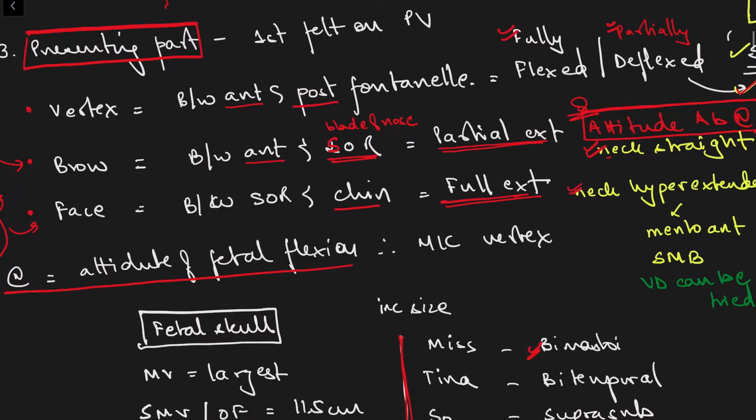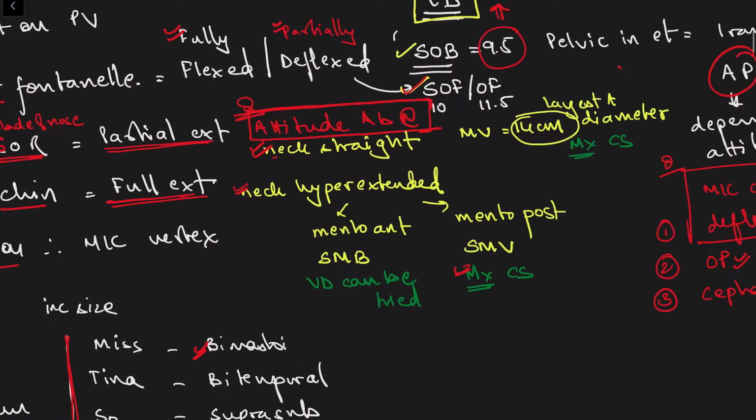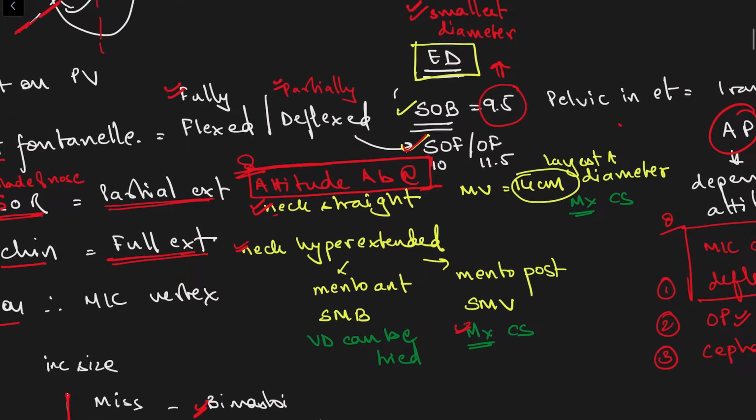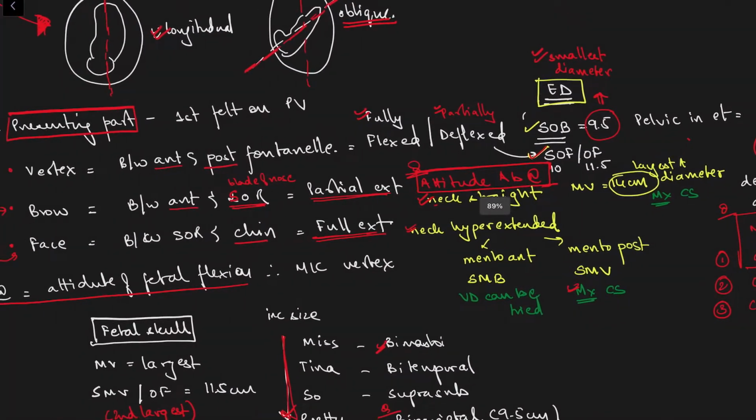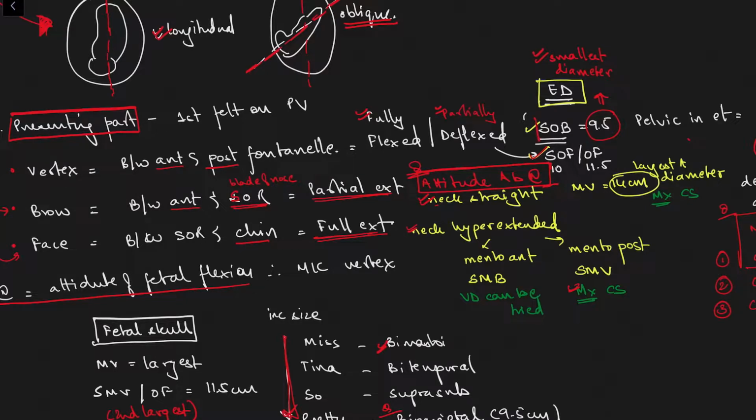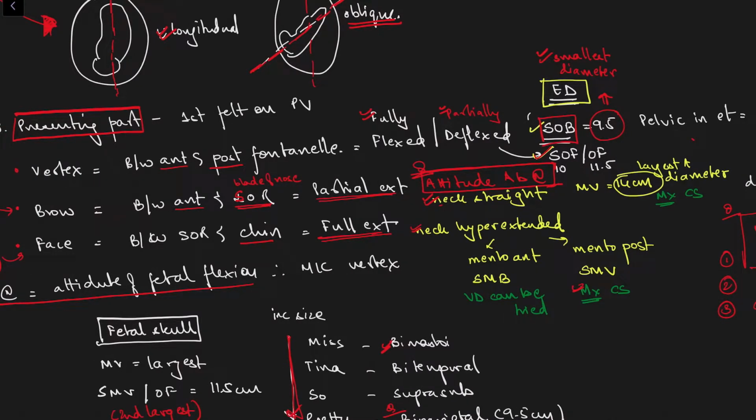Okay, now talking about the engaging diameter. In vertex position, the engaging diameter will be suboccipitobregmatic if the baby is fully flexed, which is 9.5 centimeters, and it is the smallest AP diameter. While if the head is deflexed, then the engaging diameter would either be suboccipitofrontal, which is 10 centimeters, or occipitofrontal, which is 11.5 centimeters.